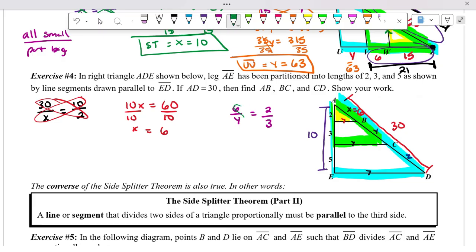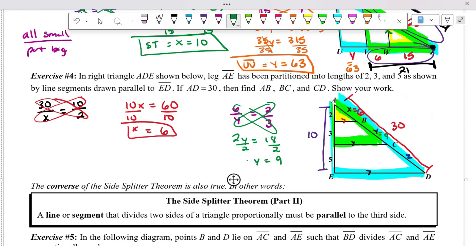So I'm going to cross multiply. I get 2y is equal to 18. Divide by 2. What's y equal to? 9. So y is equal to 9. So lastly, I can solve for z. So I got x and I got y.